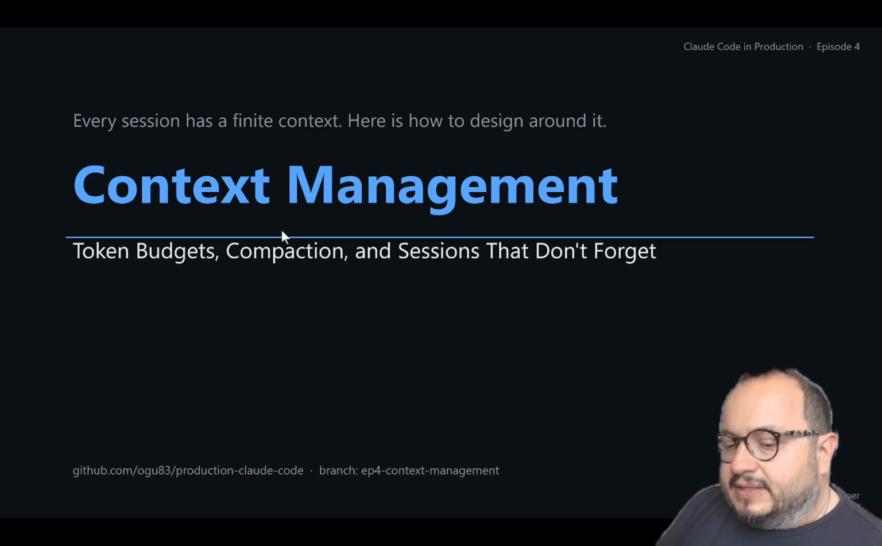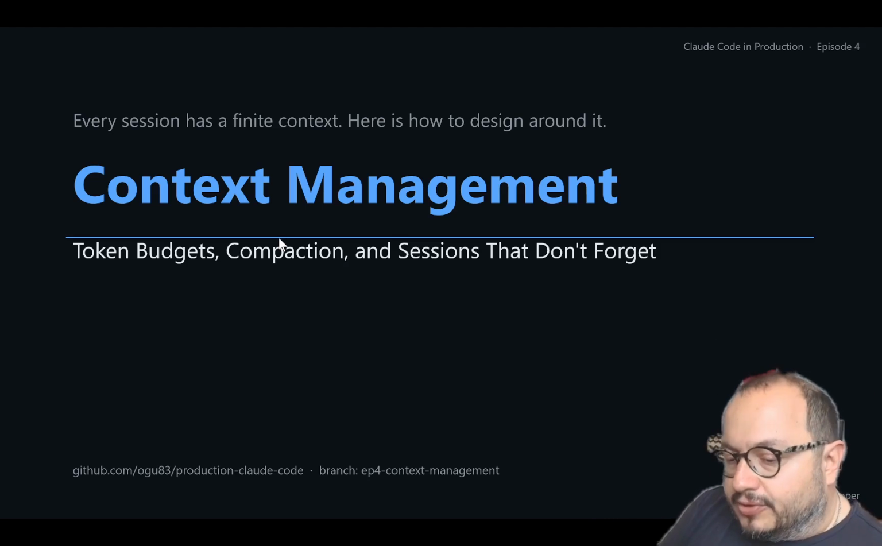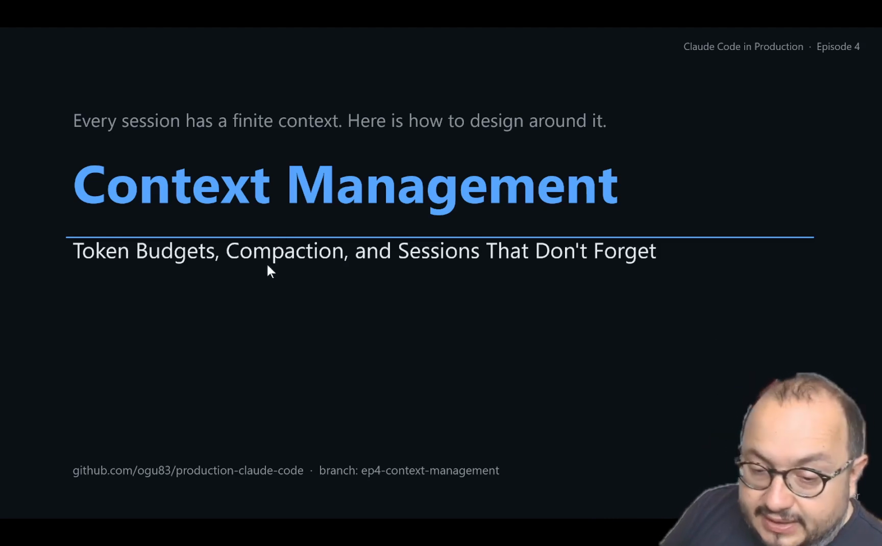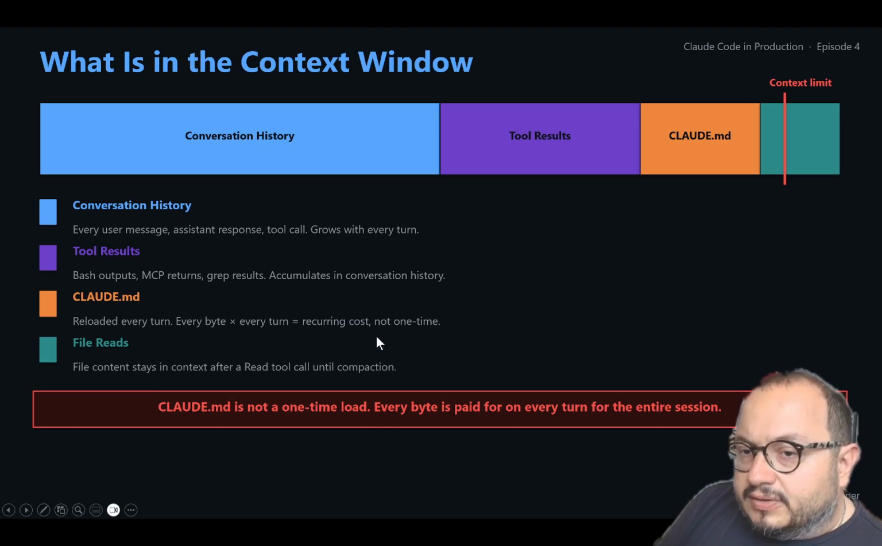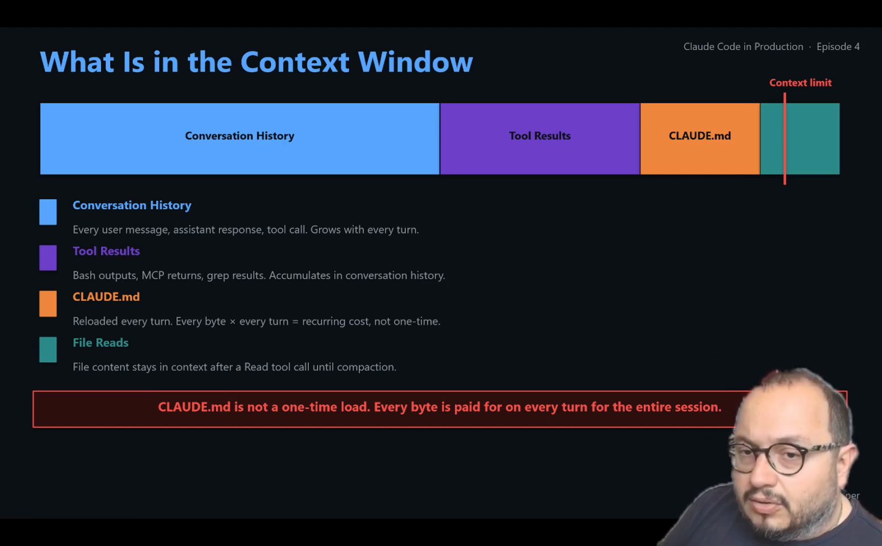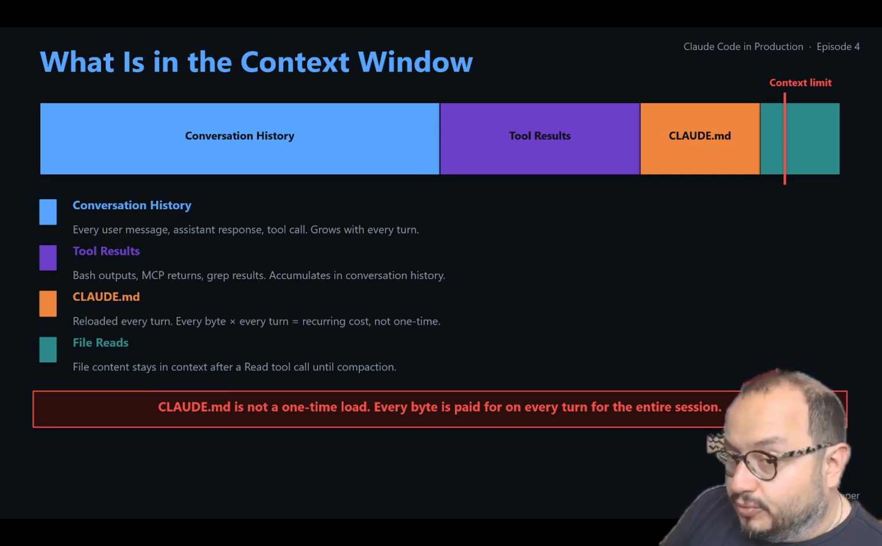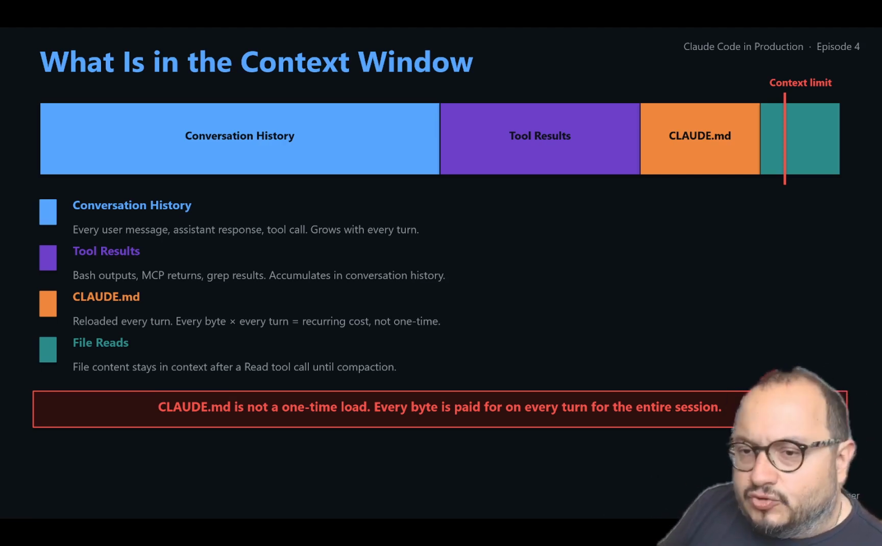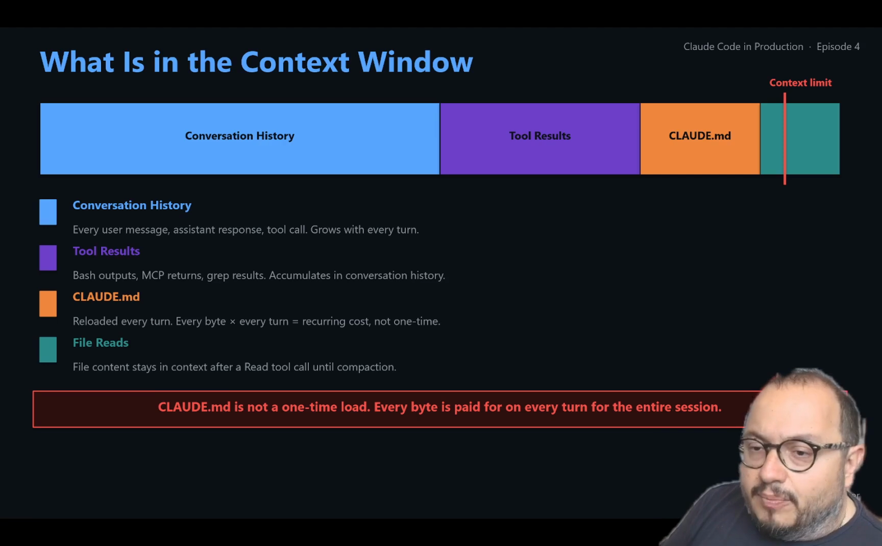To understand why compaction is a problem, you first need to understand what is actually in the context window. Claude Code's context window is not just the conversation. It contains several things, all competing for the same budget. First, conversation history. Every user message, every assistant response, every tool call input and output, all of it accumulates turn by turn in a long coding session with hundreds of file reads and bash commands. This is the largest component by far.